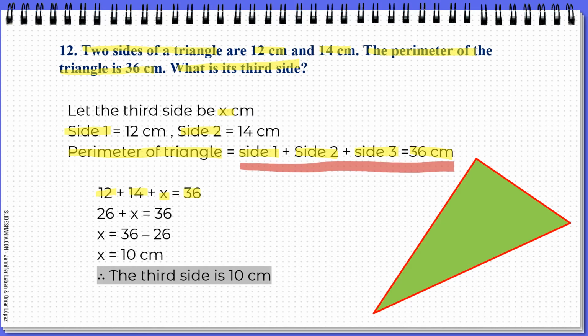So when I add 12 plus 14, I get 26. After that, I'll transpose. This is plus 26. When I take it on the other side of the equal to, it will become minus 26. So my answer will be 36 minus 26, which means 10 centimeter. So the third side is 10 centimeter long.